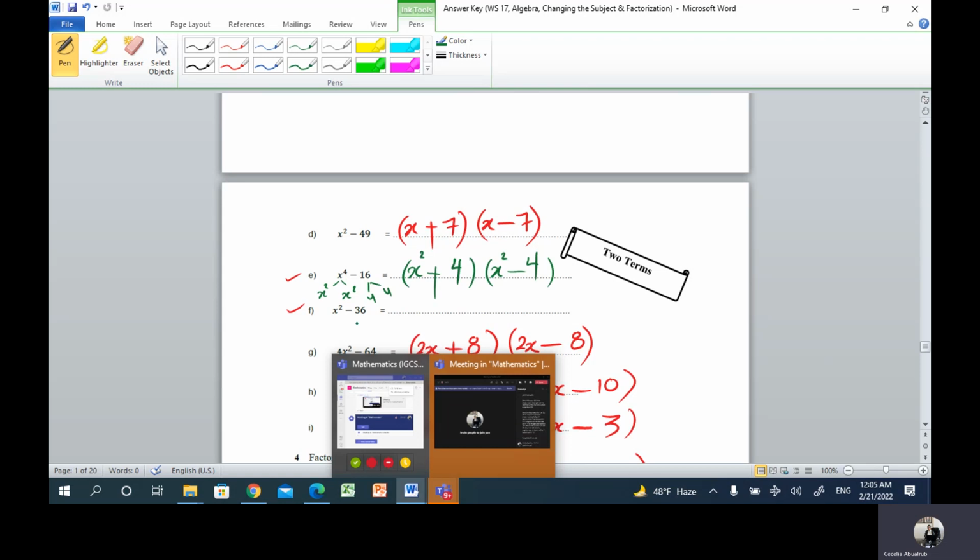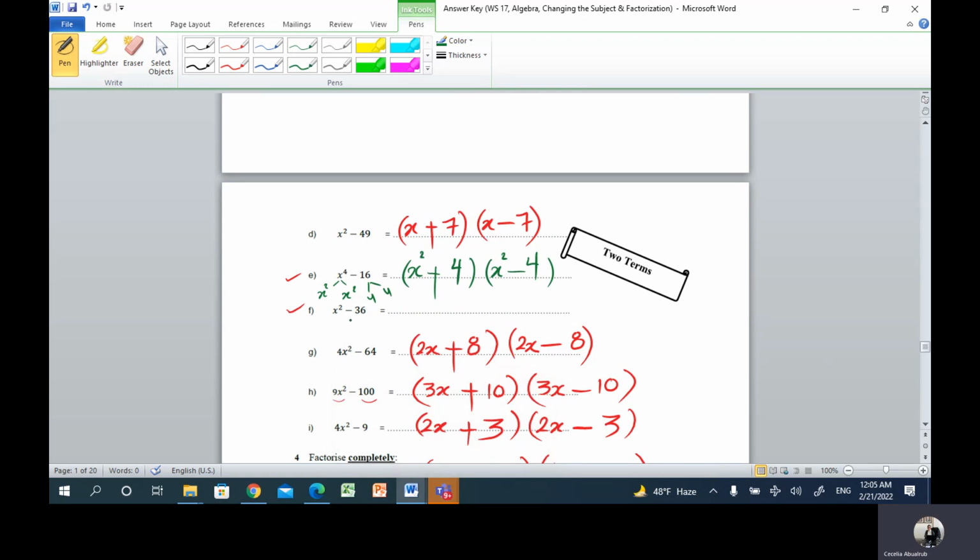Now x squared minus 36. We open 2 brackets because this is a squared expression and 36 is a squared number, plus minus x and 6, because 36 is 6 times 6 and x squared is x times x.